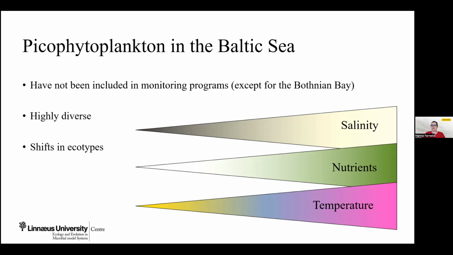We are also in a temperate region, which means that we have seasonal shifts. And this also affects the succession and the dynamics of phytoplankton. So with these shifting conditions, we have a highly diverse population of picophytoplankton. And there are also shifts in ecotypes as the environmental conditions are changing over the year. And this is one of the reasons why I think this is a very interesting place for studying picophytoplankton and how they are responding to different environmental conditions.